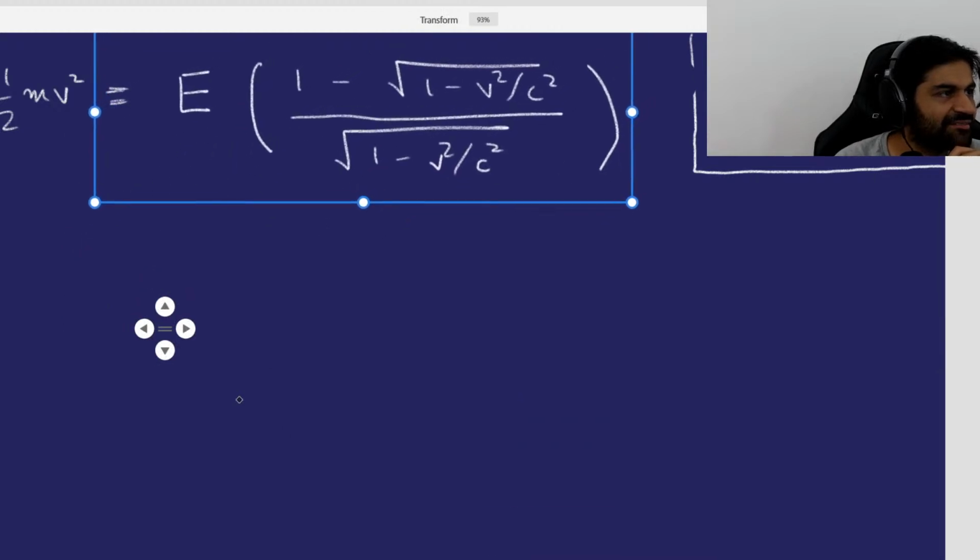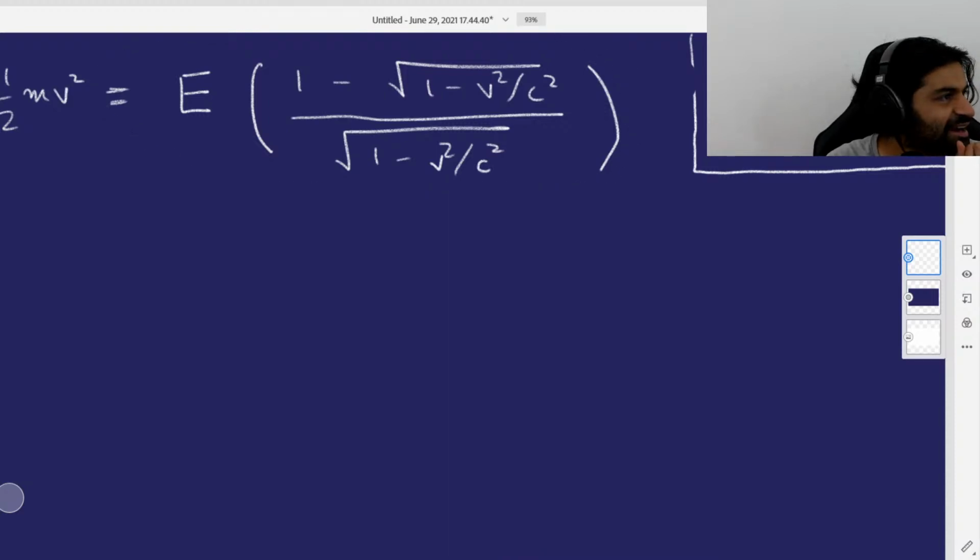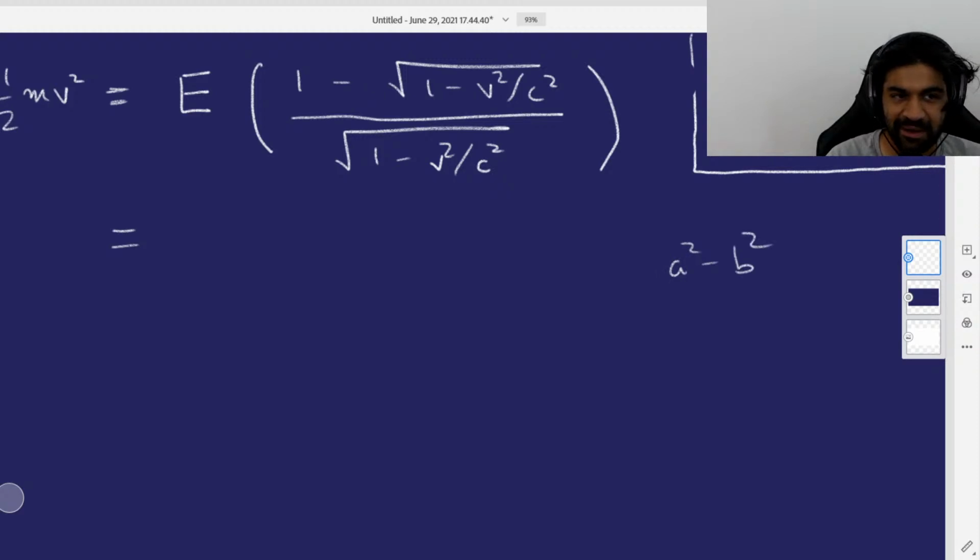So now I have this done. Deselect. All right. Now what I'm going to do is multiply the numerator and the denominator by 1 plus the square root of 1 minus v squared over c squared. I'm basically doing the a squared minus b squared equals a minus b times a plus b trick over here.